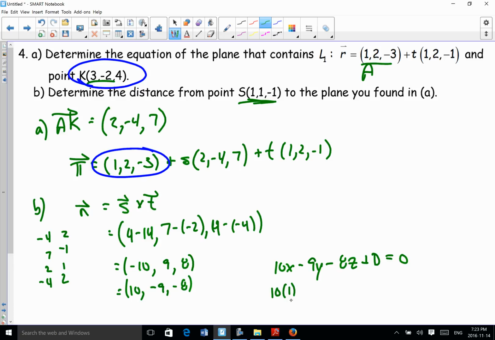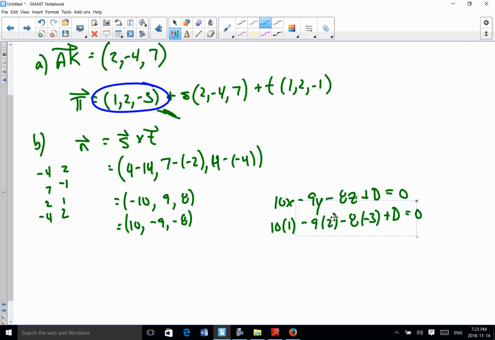So 10 times 1, I'm using this one, okay? 9 times 2, 8 times negative 3, solve for D. And so we'll get 10 minus 18 plus 24 is 16 plus D. So D is negative 16. So in Cartesian form, 10x minus 9y minus 8z minus 16 equals 0.